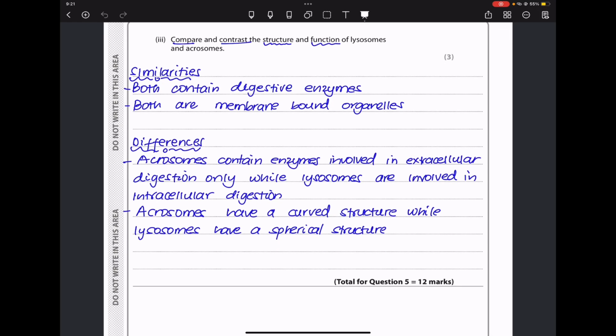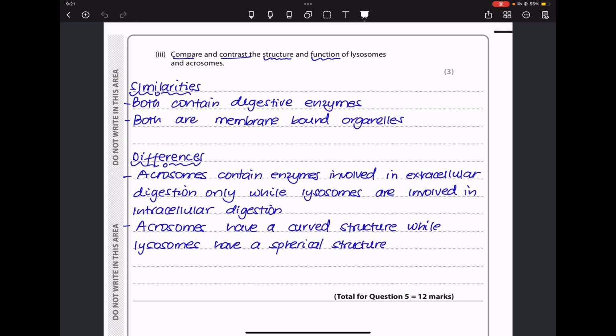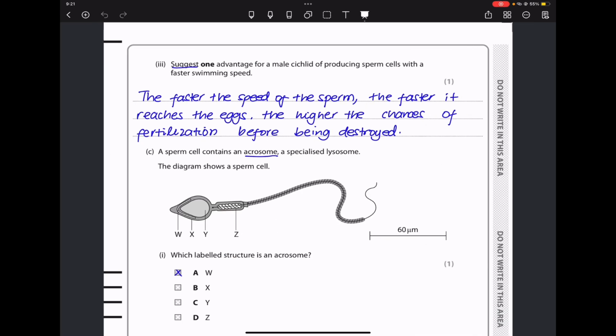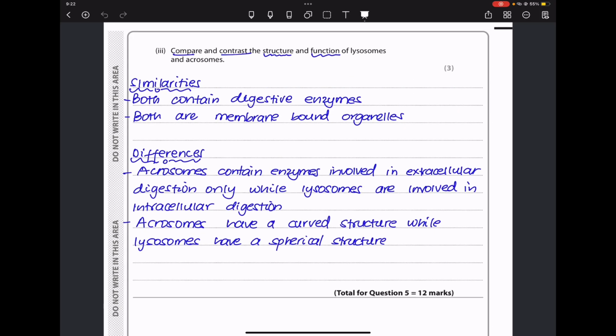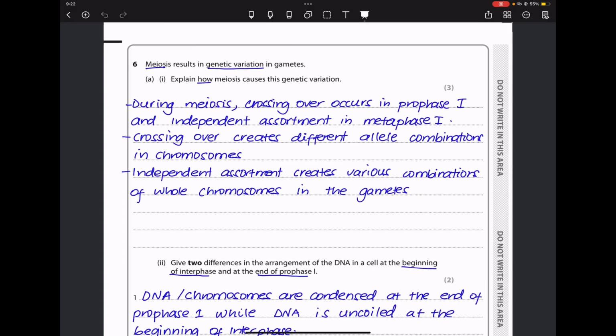The differences are acrosomes contain enzymes involved in extracellular digestion only because they are released out of the sperm, while lysosomes are involved in intracellular digestion. Then the acrosomes have a curved structure. If you can go back to this, you can see it's curved, while the lysosomes are kind of spherical in structure. So this brings us to the end of question 5. Let's continue to question 6.